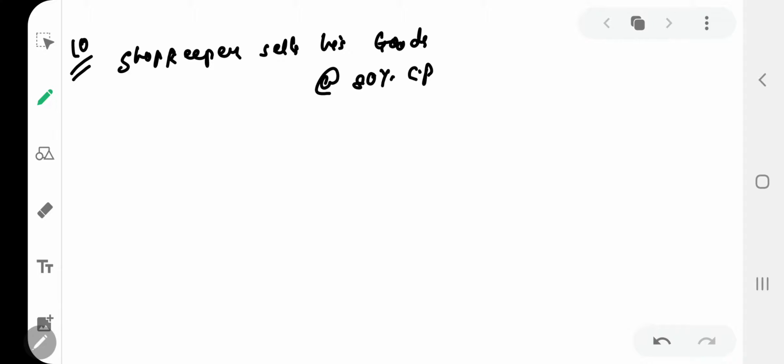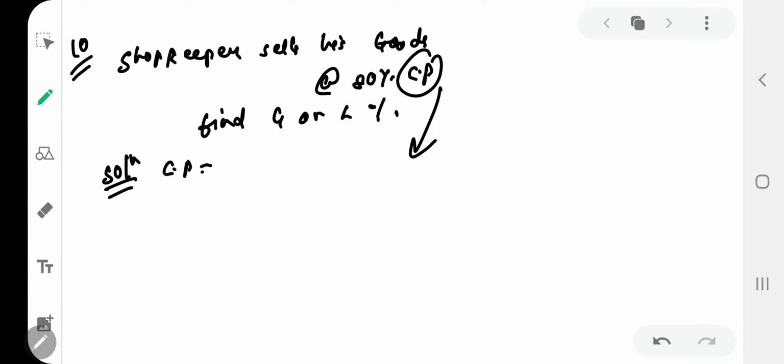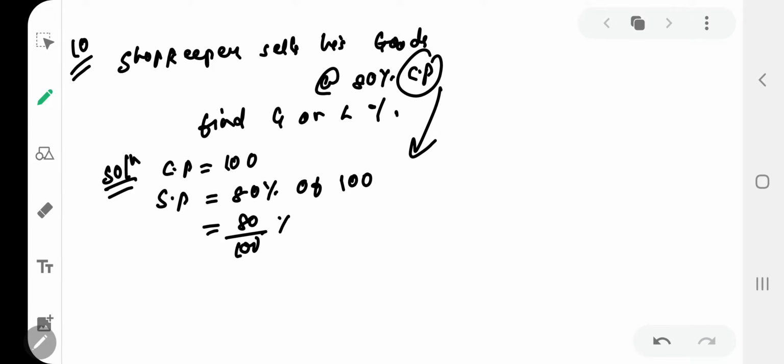Problem number 10, which says a shopkeeper sells his goods at 80% of CP. You have to find gain or loss percent. Now again CP we do not have, so we can take CP as 100. Once you got CP as 100, your SP is 80% of 100. That is 80 upon 100 of 100. So you will get 80 as SP.